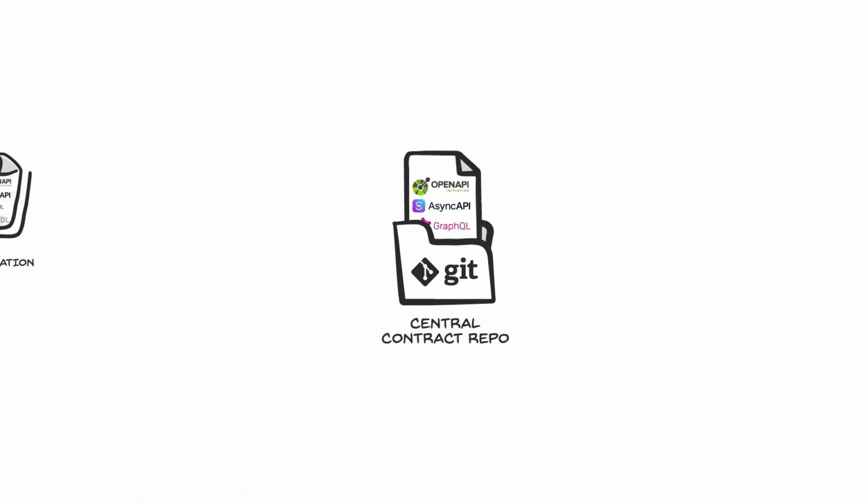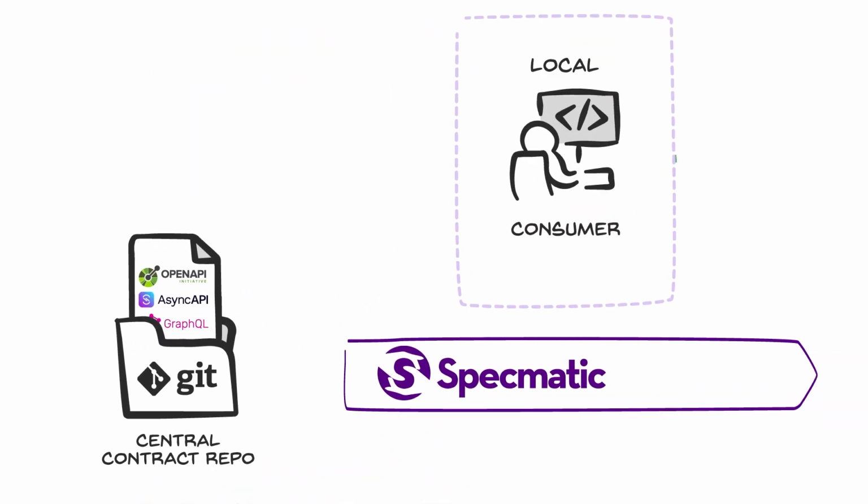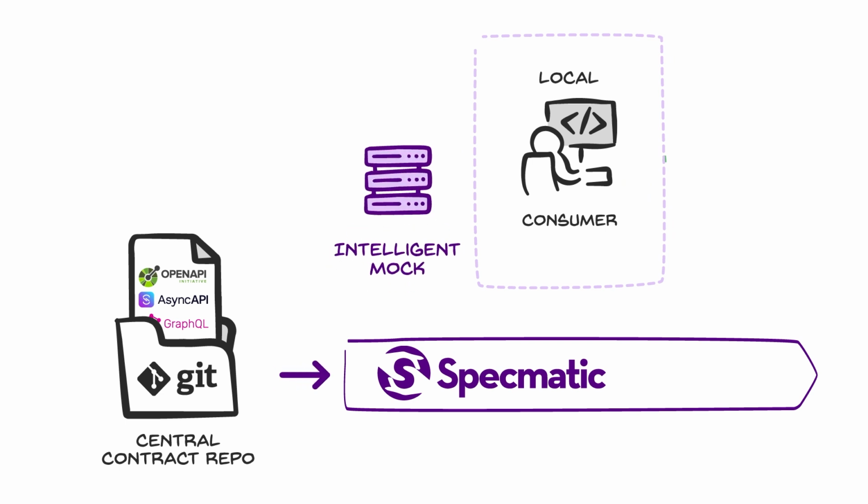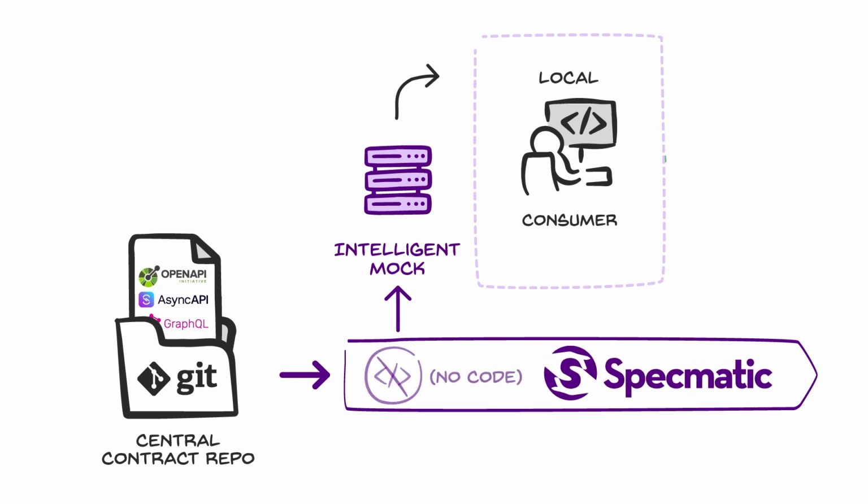Now, when the consumers start their development, they would use Specmatic to mock the provider using the spec in the central contract repo. Specmatic provides no-code intelligent mocking by leveraging API specifications. This allows the consumer to develop and test their code locally without waiting for the provider service.